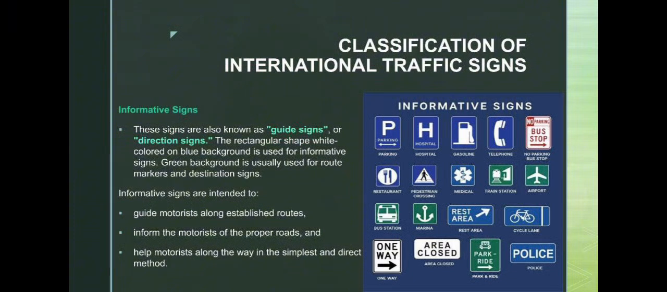And the other one is the informative signs. These signs are also known as the guide signs or direction signs. A rectangular shape with white letters and a blue or black background is used for informative signs. A green background is usually used for route markers and destination signs. Informative signs are intended to guide the motorist along established routes, inform the motorist of the proper roads, and help motorists along the way in the simplest and most direct method.